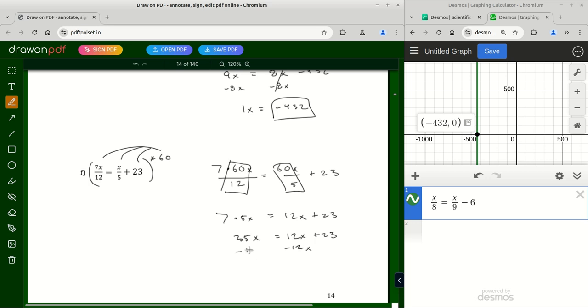Minus 12x on both sides. 13. Am I doing that right? 23, 13, 23, 23. Watch to the end. I was like, something's not looking exactly right. Okay, cancel, and we got x is equal to 1.